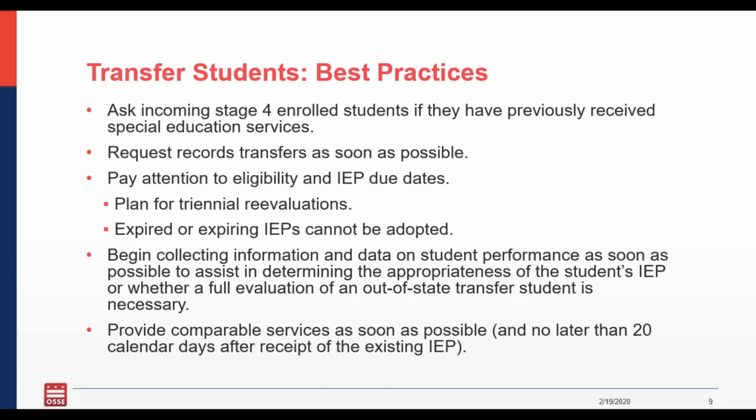We encourage you to pay attention to eligibility and IEP due dates so that you can better plan for triennial reevaluations and so that you can see whether the IEP is expiring or has expired. You cannot adopt an expired or expiring IEP. So by expiring IEP, I mean an IEP that will expire within 30 days.